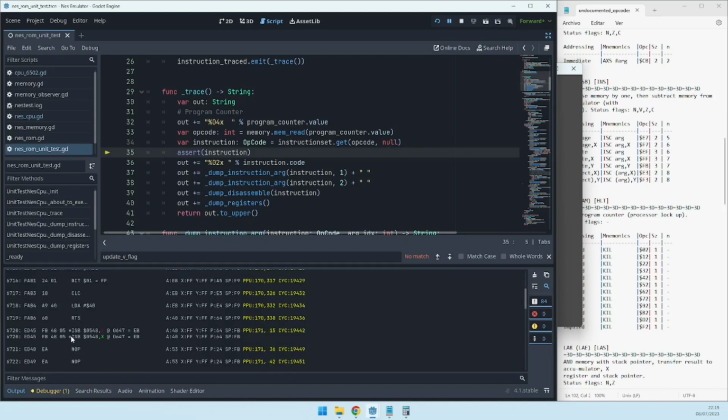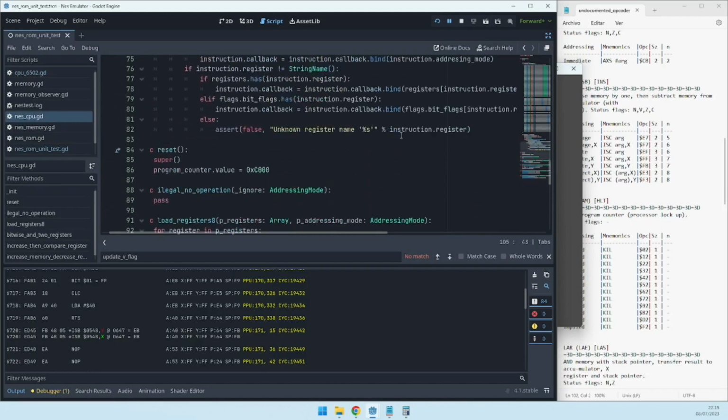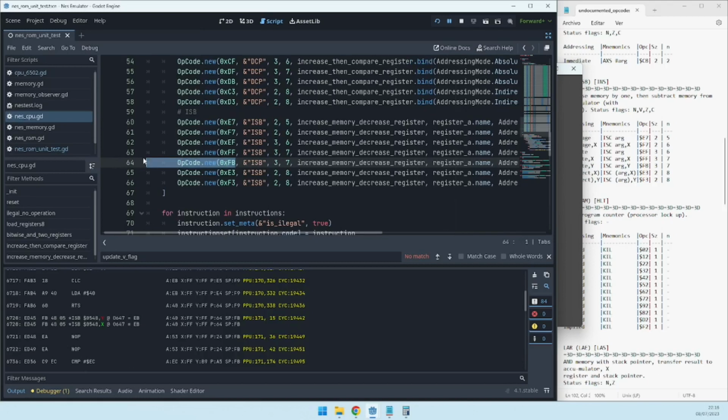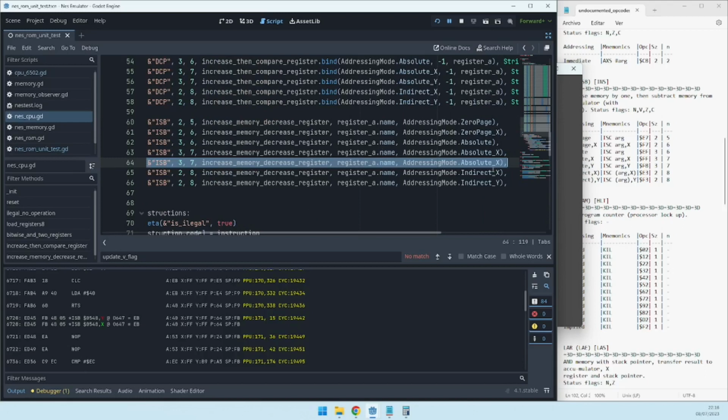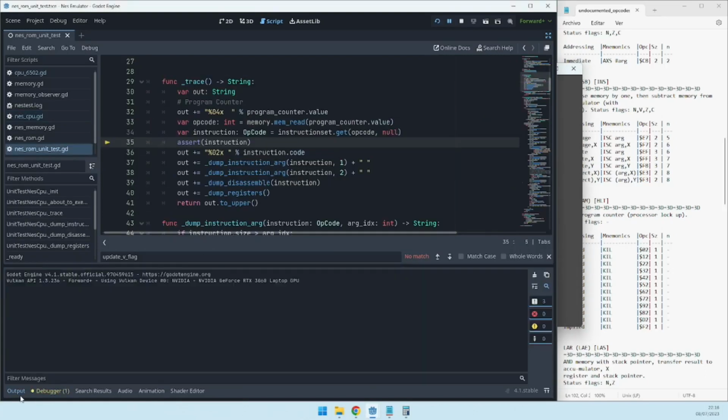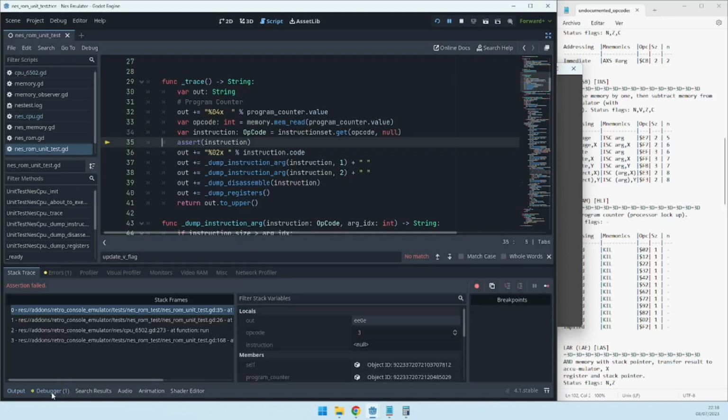So the error I am having seems to be because I messed up something in the definition. So this is the FB. I have FB in here. And I am using absolute X twice. And that is the reason why it is failing. So now we have ISB implemented properly, which is awesome.